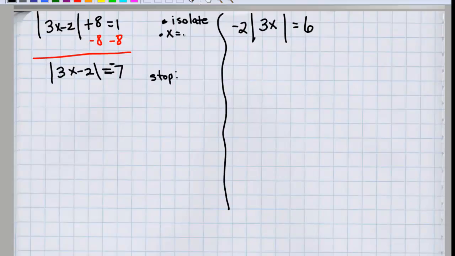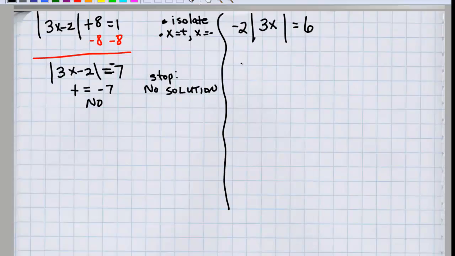If I was to set it equal to a positive number and a negative number, there's something that you need to know. Remember the rules of absolute value. Anything inside the absolute value will always be positive. Is it possible for a positive number, whatever this is, to equal a negative 7? And the answer is no. So I already know the answer is no solution.